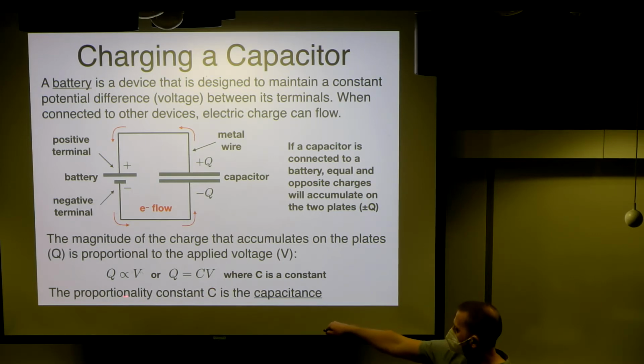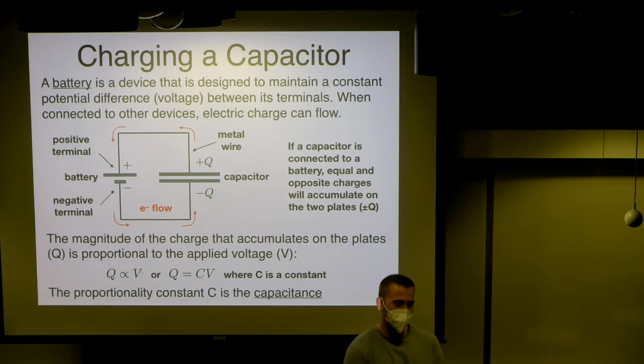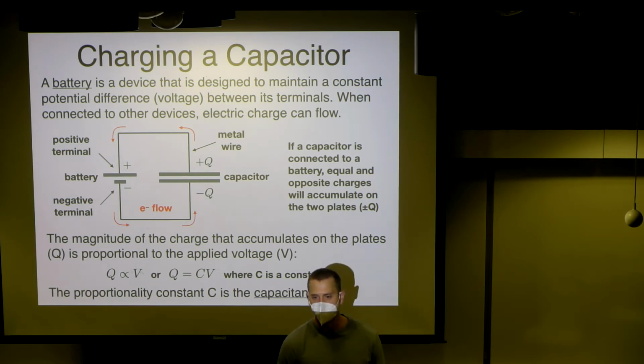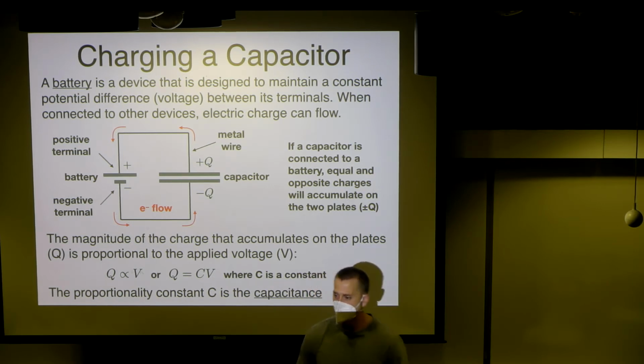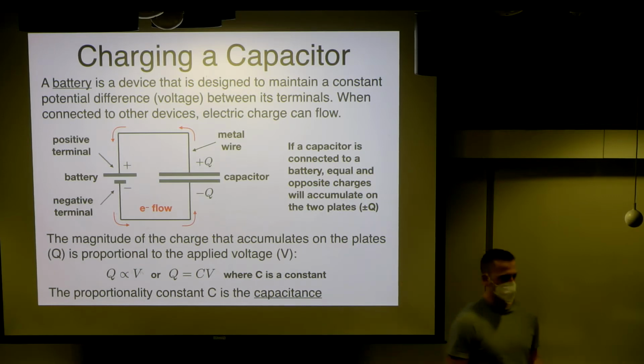Okay, well, it turns out the name of this constant C is the capacitance, and it has to do with our capacitor and how much charge it's actually capable of storing. Okay? So we all good on this? Charge is proportional to voltage. The constant of proportionality is called your capacitance. Make sense?